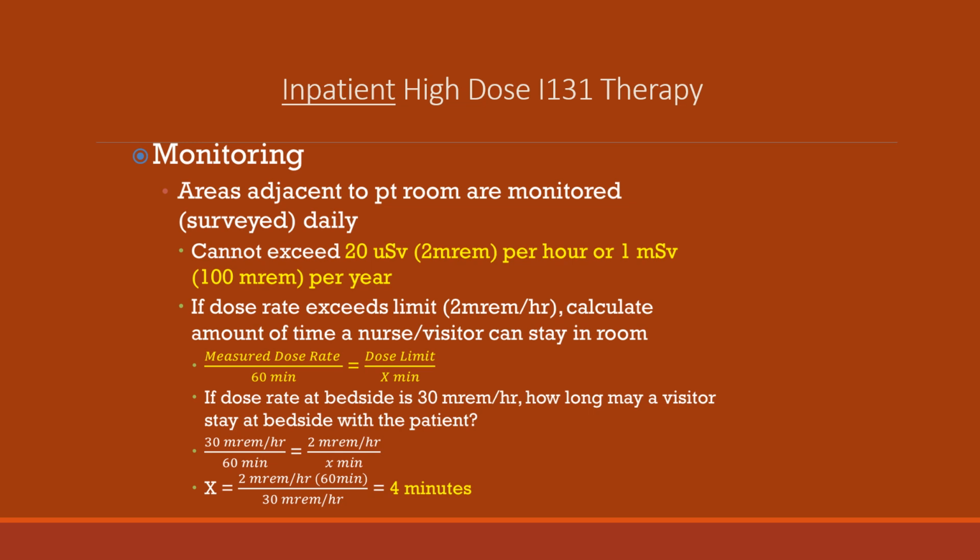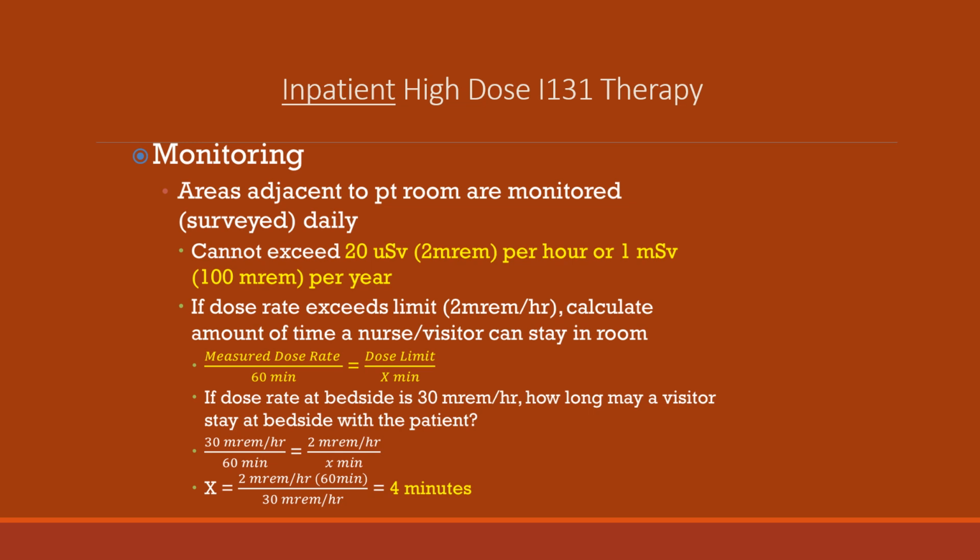Monitoring for the high dose therapies. Areas that are adjacent to the patient room are monitored and surveyed daily. This should not exceed 2 millirems per hour or 100 millirems per year. Those are the public doses. They're highlighted in yellow because I want you guys to remember your radiation safety. 2 millirems per hour in any given hour, or a total of 100 millirems per year.